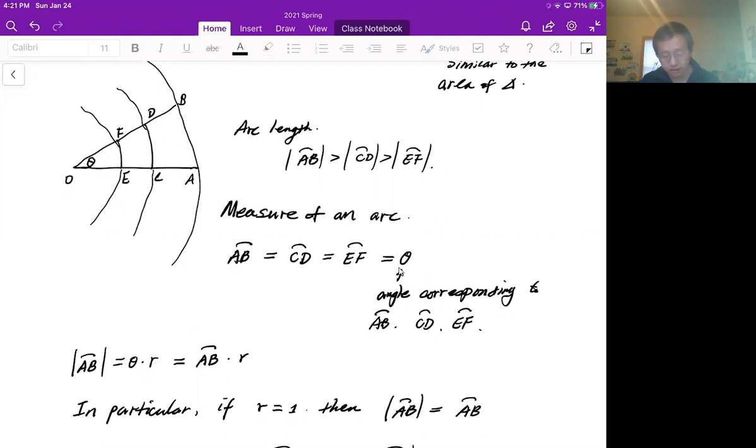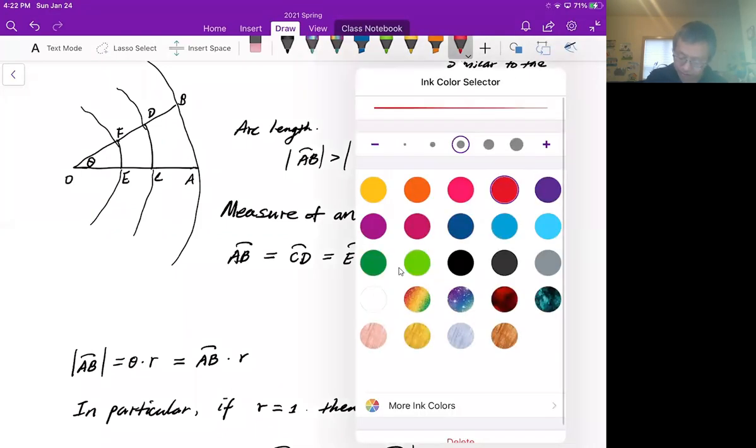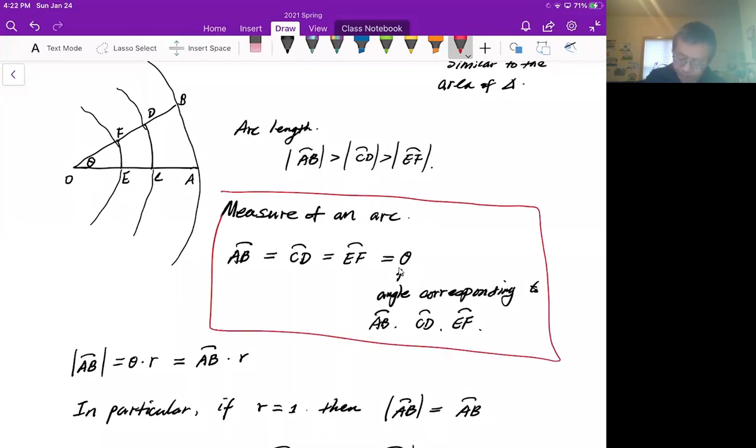So in that sense, we can define the measure of the arc of AB, CD, and EF. They are all the same. They correspond to the central angle. So that's a new definition. We probably didn't know that before, but this is a new definition. It's the measure of the arc.